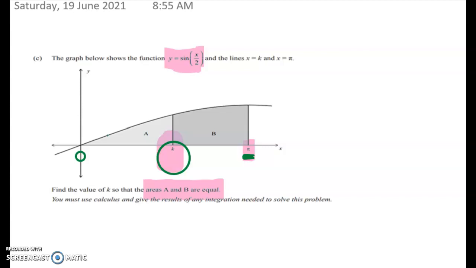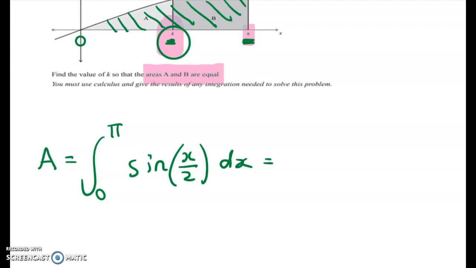So the way I'm going to do this, and the way that the schedule did it as well, is I'm going to find the area of the whole thing. That's going to be straightforward. And then I'm going to figure out what k I need to get half of that number. So the area of the whole thing is going to be this integral. And that integrates to give me this.